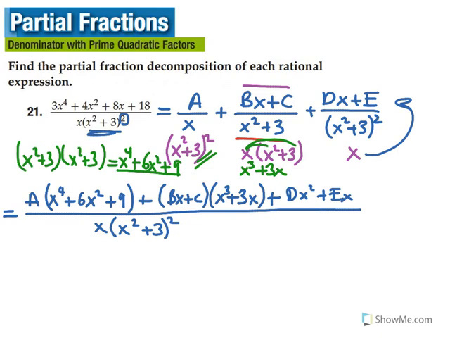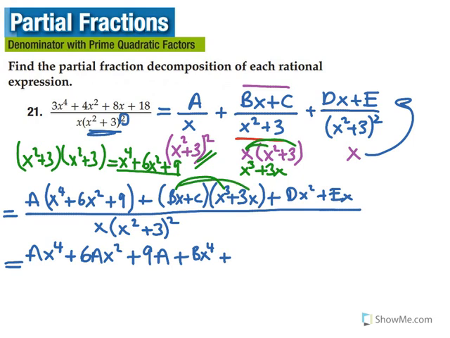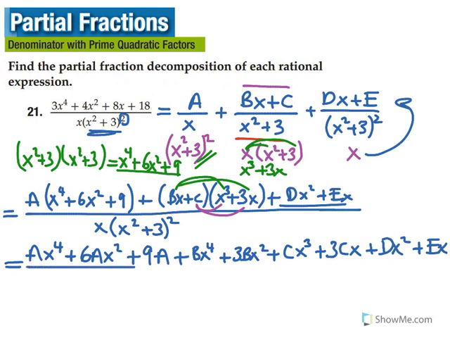So let's expand the brackets. We will have the following when we expand a, and for expansion of the middle term, bx times x cubed, you will have bx to the power 4, plus bx times 3x, it will be 3bx squared, plus you will multiply c by x cubed and then c by 3x, so it will be cx cubed plus 3cx, and then I write the rest, dx squared plus ex, divided by our denominator.